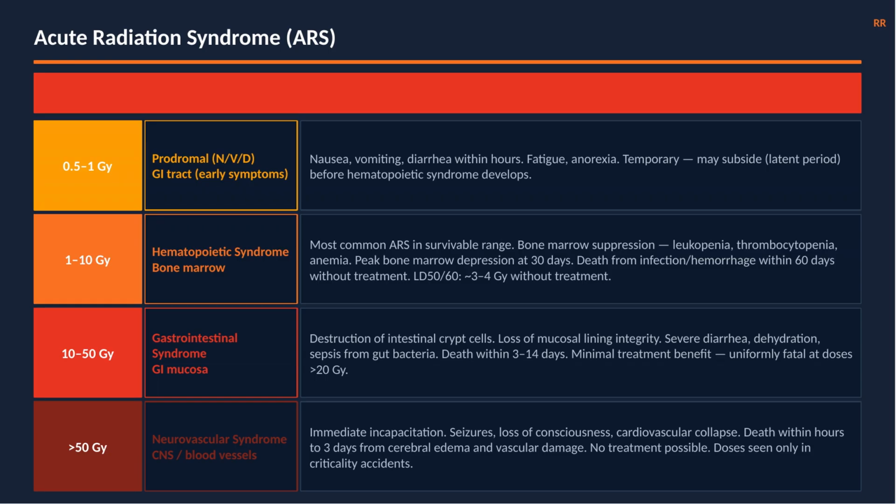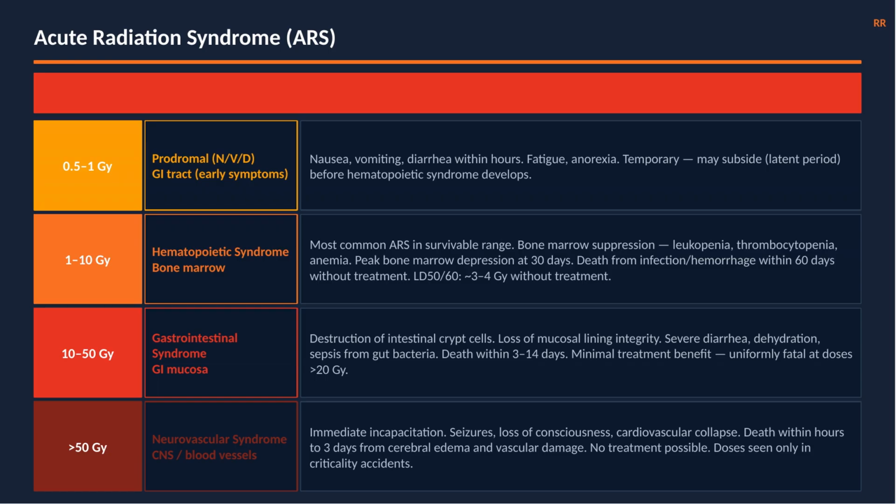1 to 10 gray, hematopoietic syndrome. The most common survivable ARRT: bone marrow suppression, depletion of lymphocytes, neutrophils, and platelets, leukopenia, and thrombocytopenia. Peak marrow depression at 30 days. Death from infection and hemorrhage within 60 days without treatment. LD 50/60. The dose lethal to 50% of an exposed population within 60 days is 3 to 4 gray without treatment.